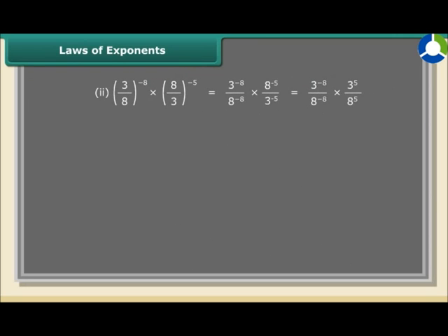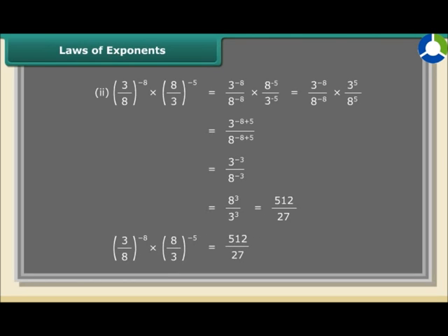(3 upon 8) raised to the power minus 8 into (8 upon 3) raised to the power minus 5 is equal to 3 raised to the power minus 8 upon 8 raised to the power minus 8 into 3 raised to the power 5 upon 8 raised to the power 5, which is equal to 3 raised to the power minus 8 plus 5 upon 8 raised to the power minus 8 plus 5, which is equal to 3 raised to the power minus 3 upon 8 raised to the power minus 3, which is equal to 8 raised to the power 3 upon 3 raised to the power 3, which is equal to 512 upon 27. So the answer is 512 upon 27.